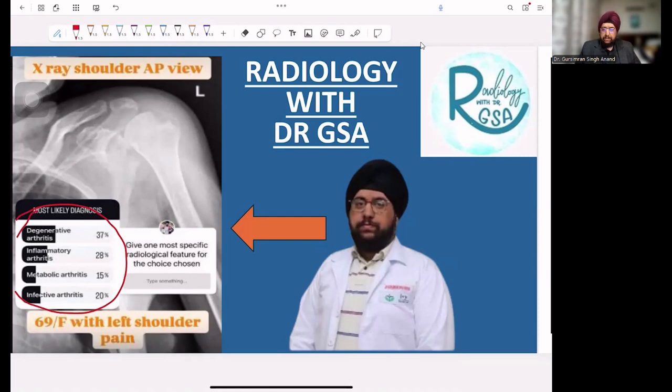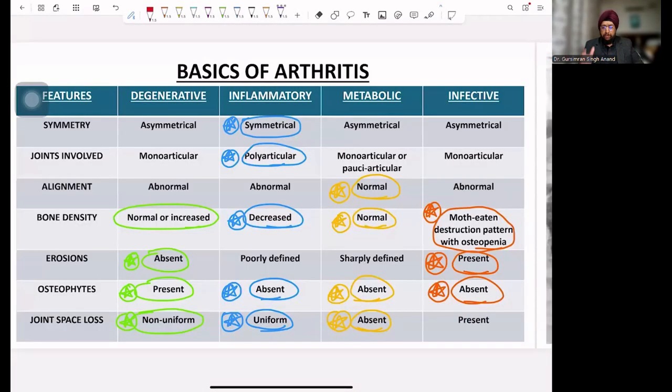So before I reveal the answer, let us first understand how you approach an X-ray of arthritis. Let us first understand the basics of arthritis. Before we move on to the case, let us discuss the basics of each and every arthritis in brief. We'll start with degenerative. It's an asymmetrical type of arthritis. It's usually monoarticular. There are four very important points in degenerative arthritis.